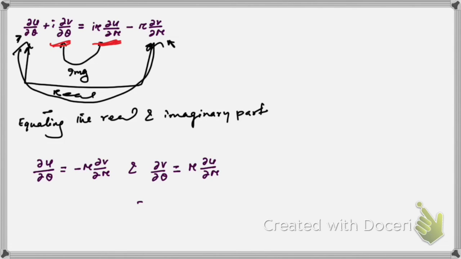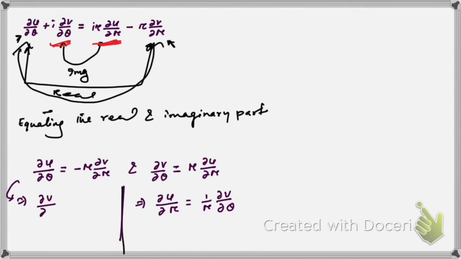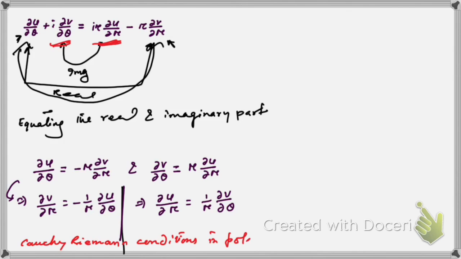Here you can see these two can be simplified as del u by del r is equal to 1 by r del v by del theta. And on the other side, this equation can be simplified as del v by del r is equal to minus 1 by r del u by del theta. So these are the Cauchy-Riemann conditions in polar form. Hope you have understood this.